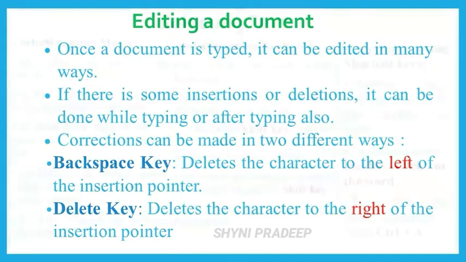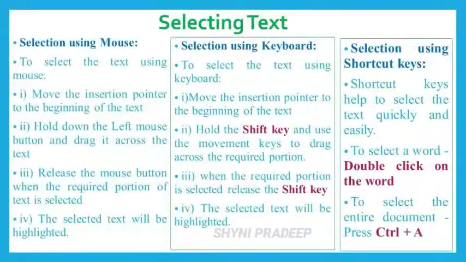Next topic is selecting text. You can select text in a document using 3 ways: selection using mouse, selection using keyboard, selection using shortcut keys. Let us discuss them one by one.